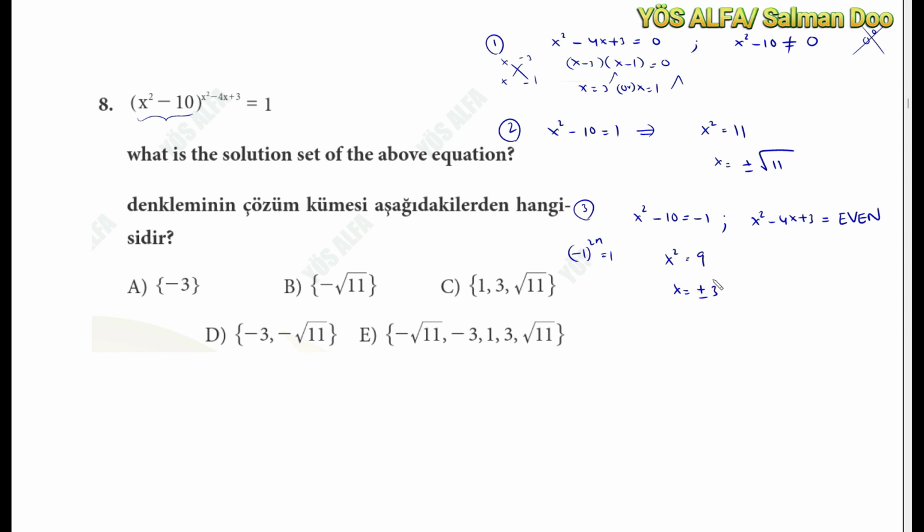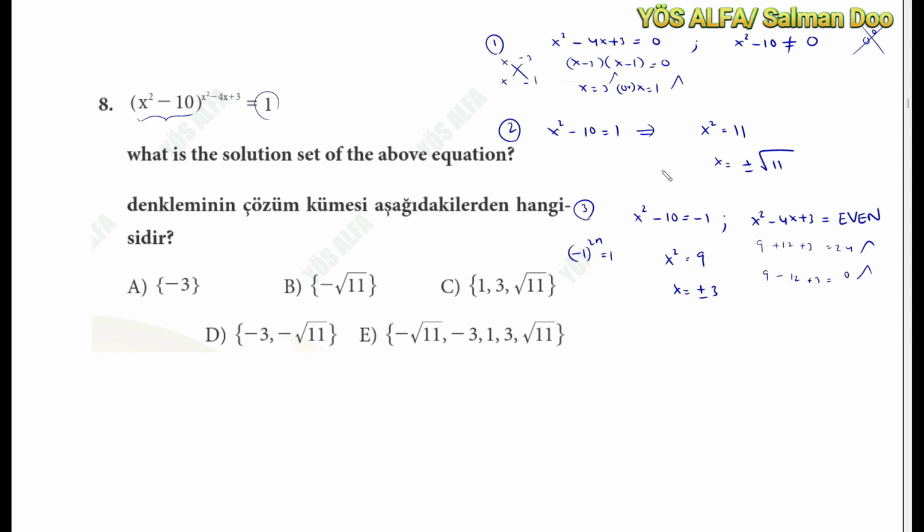Let's check minus 3 first. When x is equal to minus 3, we have 9 plus 12 plus 3, which is 24. So it's an even number. It's checked. When x is 3, we have 9 minus 12 plus 3 is equal to 0. Since minus 1 to the 0 is also 1, this part is also okay.